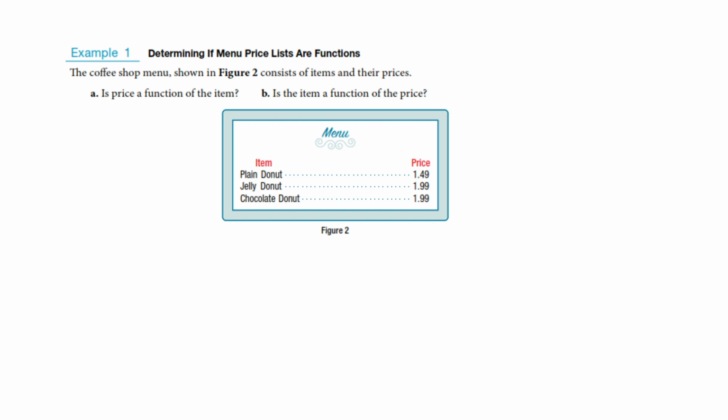Now let's try the other way around. Is the item a function of the price? Okay, so price is going in the machine. Do you see what will happen when I put $1.99 in the machine? Out the other side will come jelly donuts and chocolate donuts. That one's not a function.